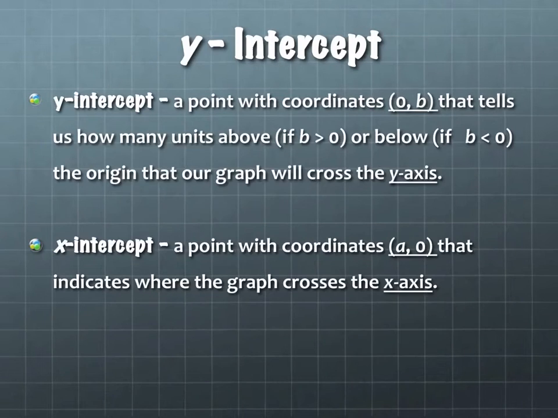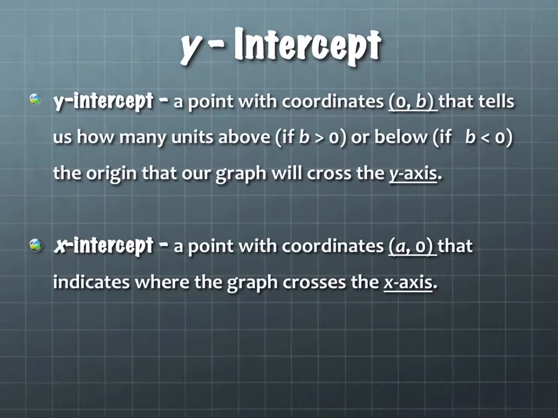Now, a little bit more about the y-intercept. The y-intercept is a point with coordinates (0, b) that tells us how many units above, if b is greater than 0, or below, if b is less than 0, we are from our origin. Okay, our graph crosses at that location. That's actually not special about lines. We're working with lines, but any graph that crosses the y-axis at a specific point, it's called the y-intercept. And the x-intercept is similar. It's just where it crosses the x-axis. Again, nothing special or specific to lines. That just happens to be the type of graph we're working with.